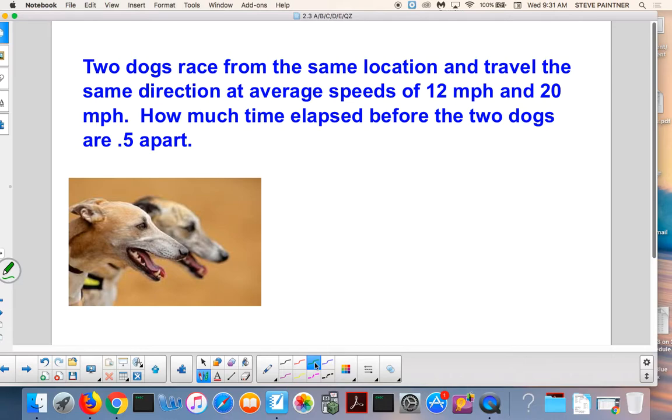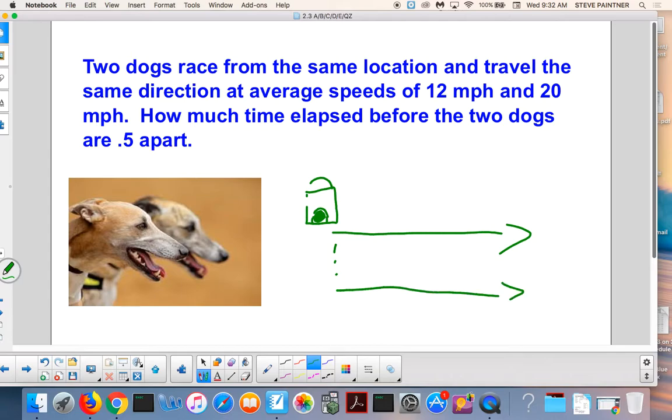Same location, same direction. Doghouse. He starts them at the doghouse. That's a good idea. And they both go this way. Okay. Both in the same direction. There's two dogs, so draw two arrows. There we go. He drew two arrows for two dogs. Call it dog 1, and dog 2.